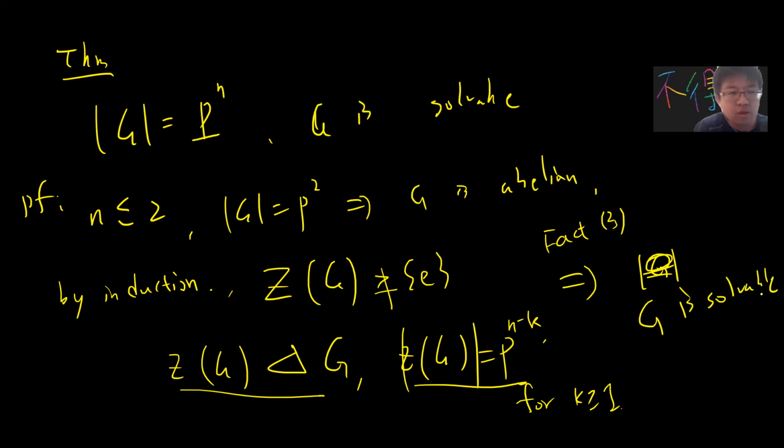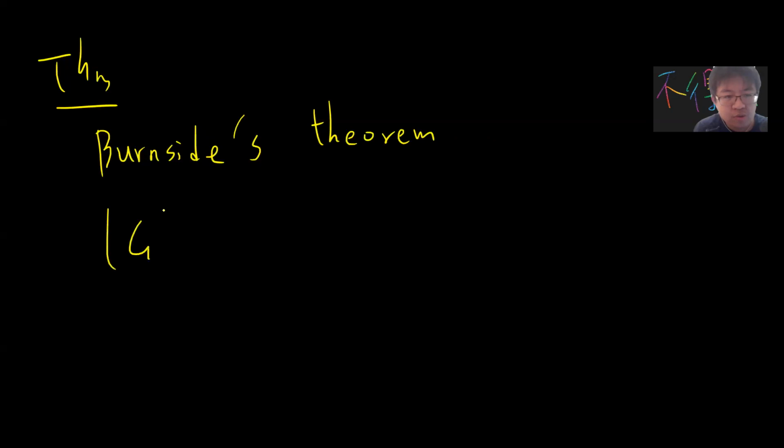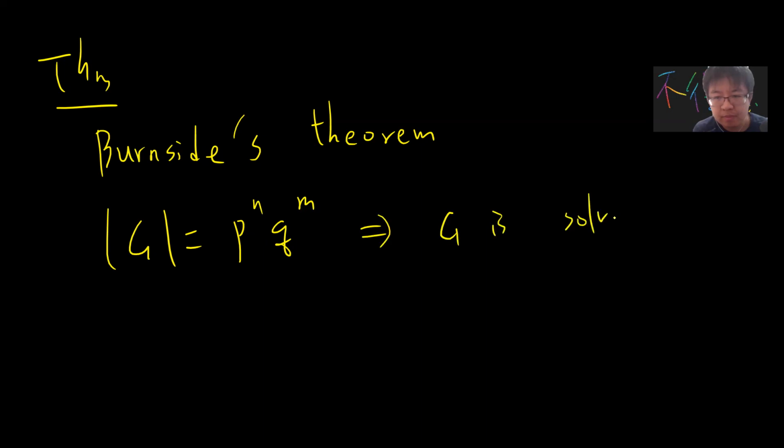This is a theorem that I'm not going to prove in this video, but I will prove it in the future. It's Burnside's theorem, which is a very famous result. If your G has order p to the n times q to the m, the product of two prime powers, where p and q are primes, then G is solvable. And this proof usually needs representation theory.